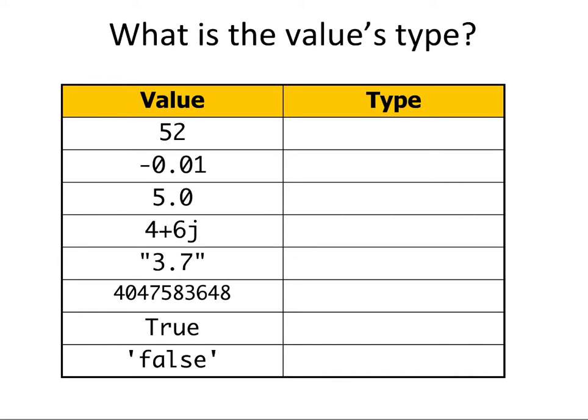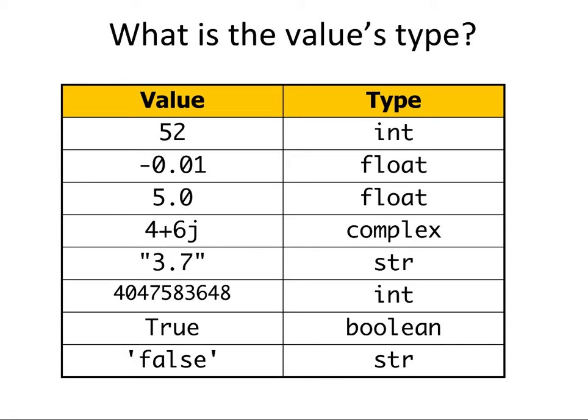Okay, so did you take that moment to jot down what each of these types are? Awesome. Okay, so 52 is a whole number without a decimal point. It's an integer. Negative 0.01 is a float. 5.0 has a decimal point, and yet it's a whole number. It's still a float. So that decimal point is really what indicates that something's a float.